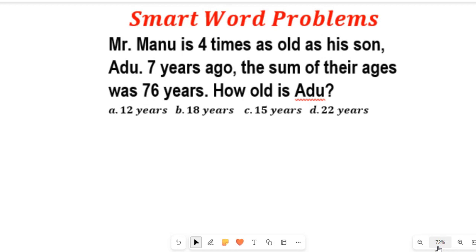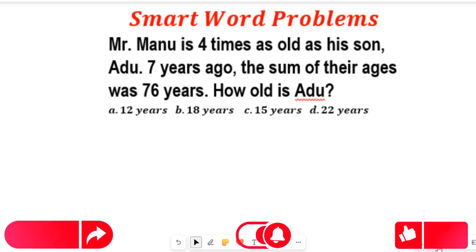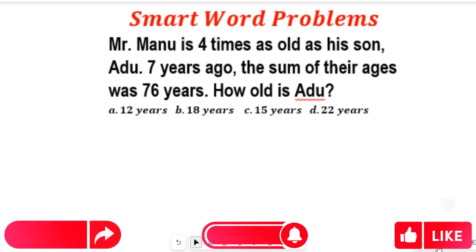Mr. Manu is 4 times as old as his son Audu. 7 years ago, the sum of their ages was 76 years. How old is Audu? Now, 4 options are given to us.